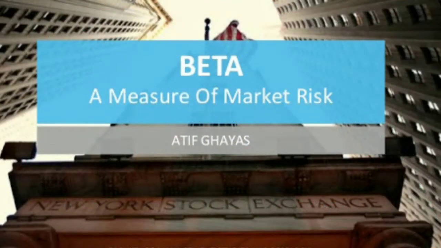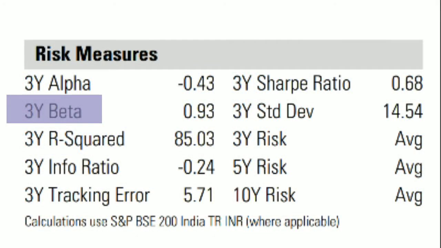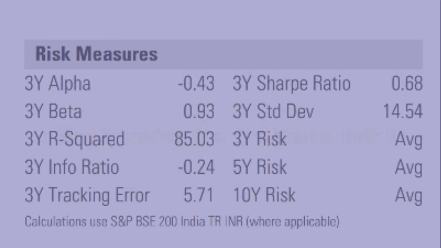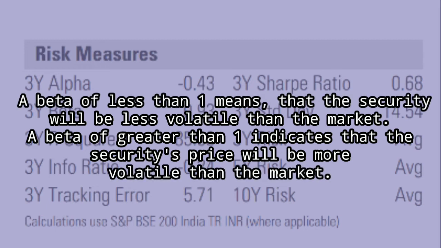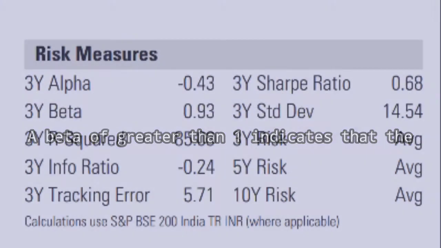Now we come to market risk. To measure any fund's market risk, we use beta. In simple words, beta measures how much the fund's return responds to the changes in the market. So beta of 1 means that if the market goes up by 5%, the fund return will also go up by the same percentage. A beta of less than 1 means that the fund will be less volatile than the market. A beta of greater than 1 indicates that the fund's price will be more volatile than the market.